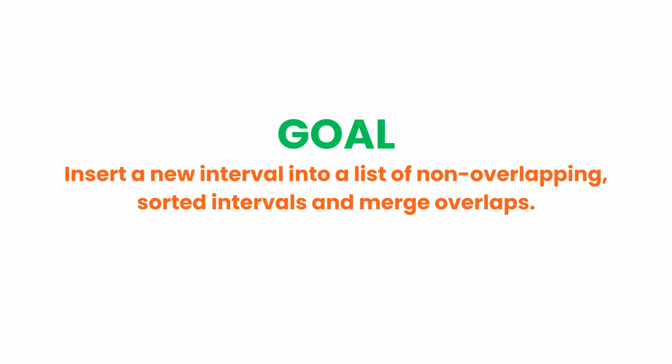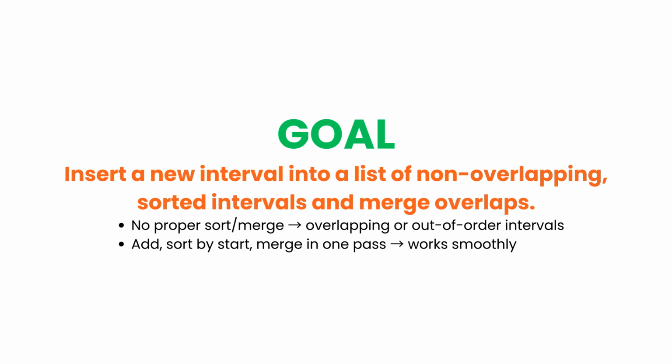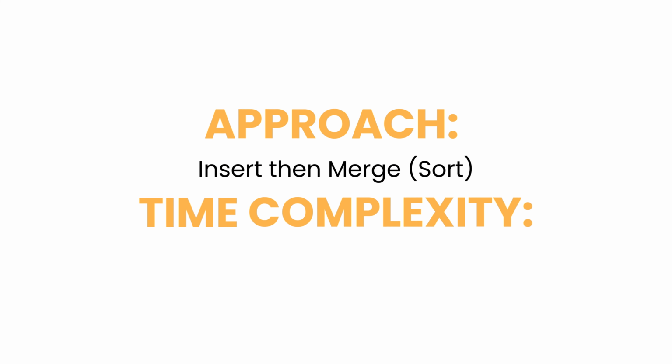The main goal here is simple: insert a new interval into a list of non-overlapping, sorted intervals and merge overlaps. If we don't re-sort or merge correctly, we'll get overlapping or out-of-order intervals. If we add, sort by start, then merge in one pass, everything works smoothly. Approach: insert then merge. Sort time complexity: O(n log n).